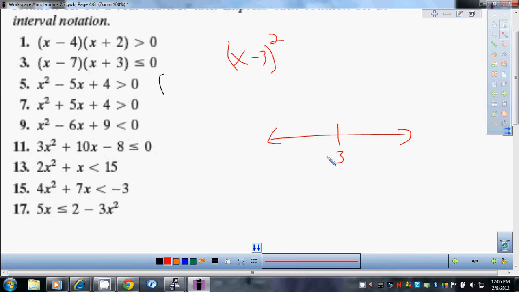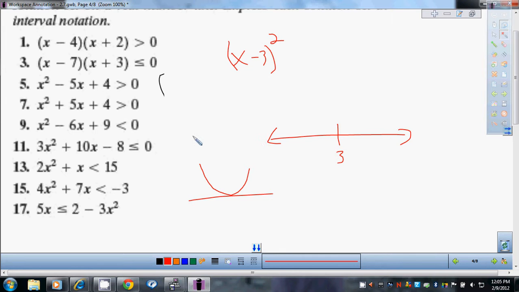You can use context clues from how you know to graph to make this easier on yourself. I know whatever I get here, I'm also going to get here. Why? Because it's a double. If there's my axis, it's going to go like that. It's not going to cross.